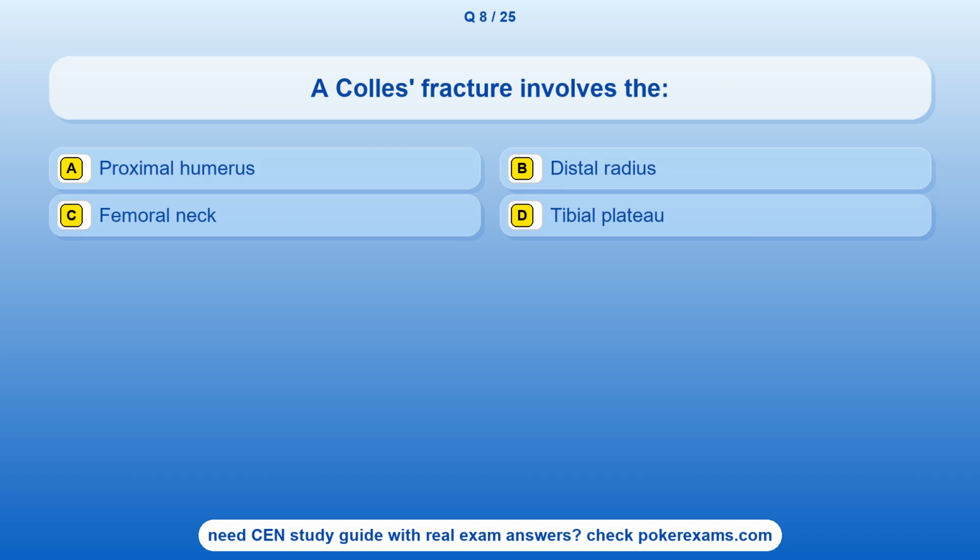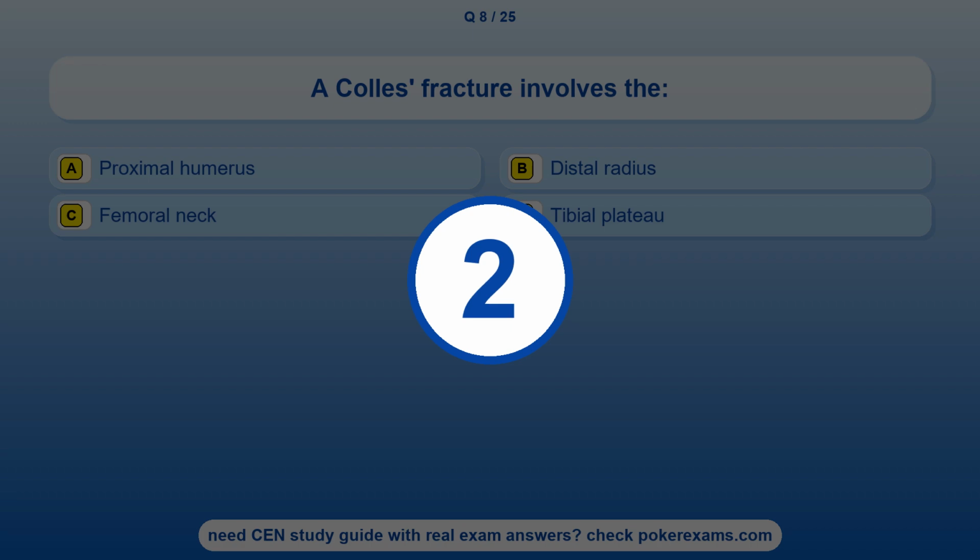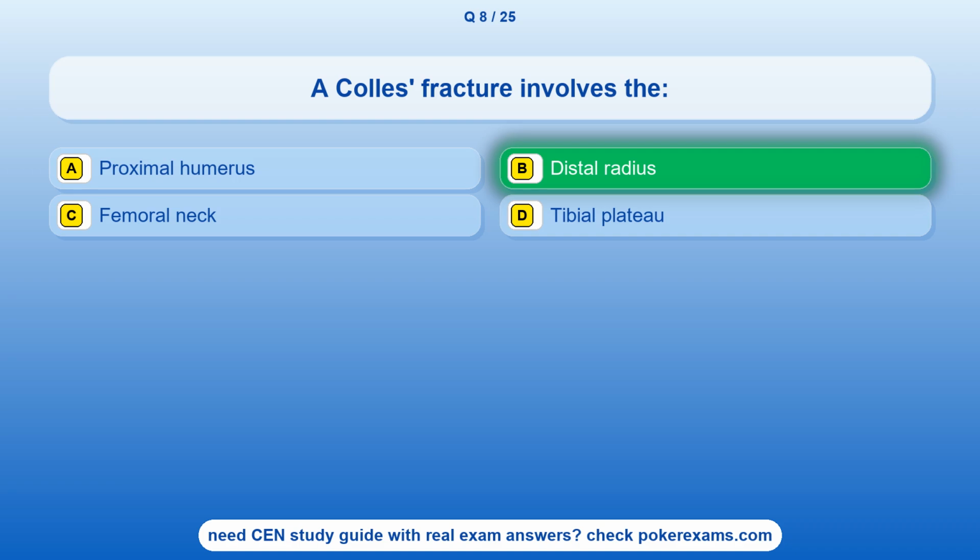Question 8. A Colles' fracture involves the: Option A, proximal humerus. Option B, distal radius. Option C, femoral neck. Option D, tibial plateau. The correct answer is option B, distal radius.